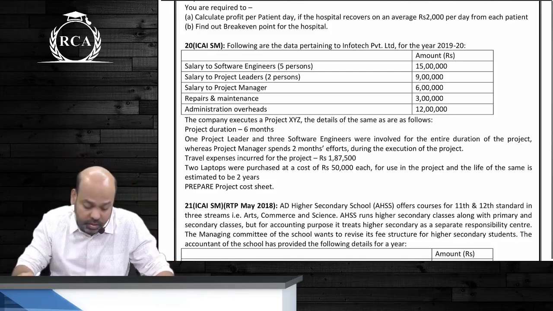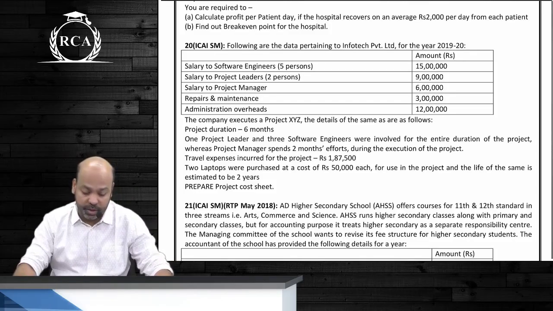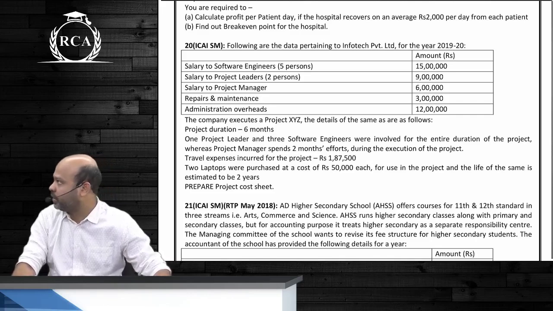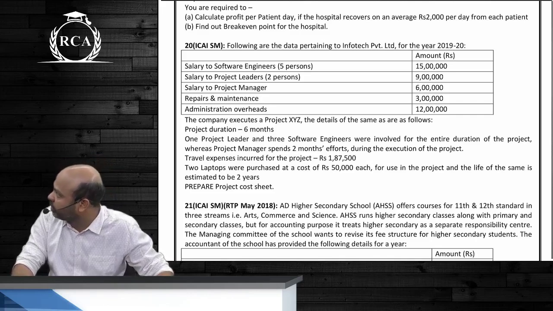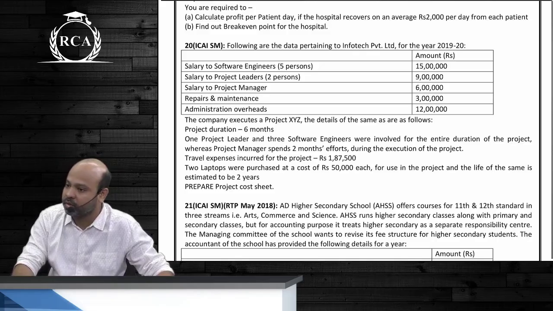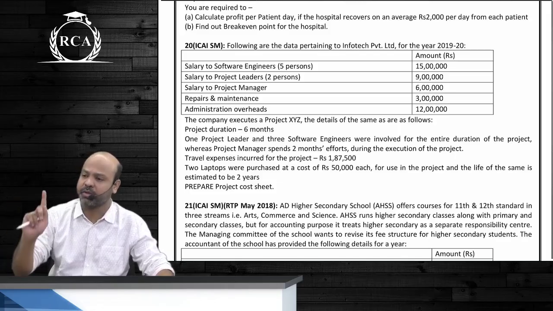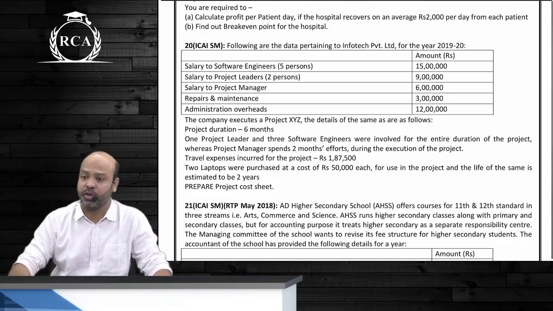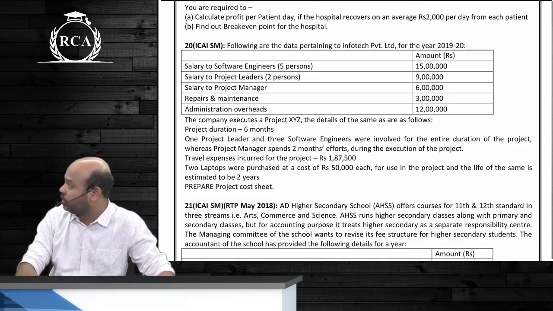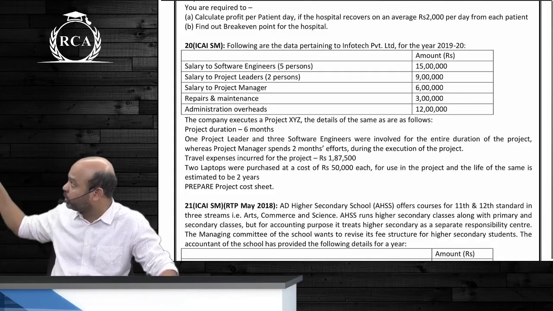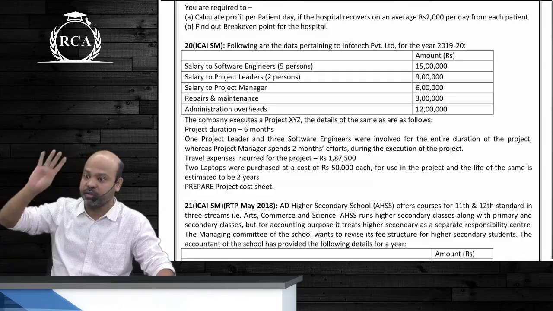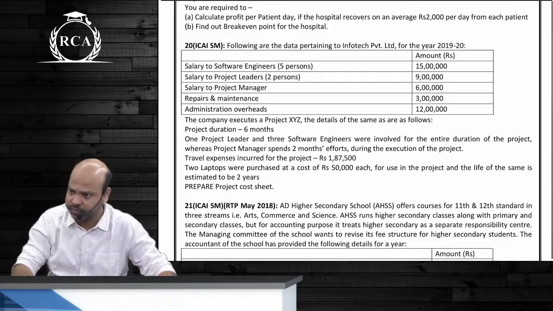Guys, did you include a share of common expenses? Which common expenses? Repairs and maintenance and admin overheads. On what basis are we allocating it? How 6 months? That is for the entire year, so 6 months. That means the company at any given point of time should be executing only one project. The project manager who's involved only for 2 months on this project, out of 6 months, for 4 months he must be on a vacation.